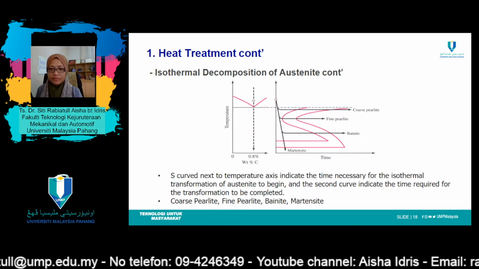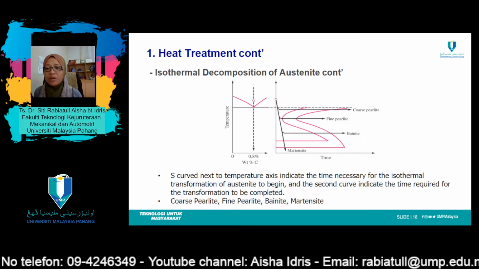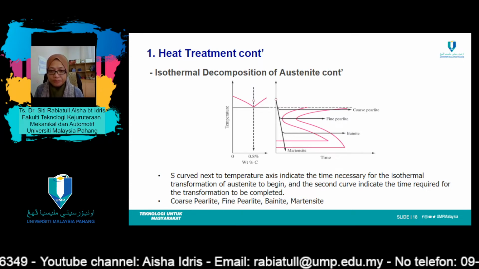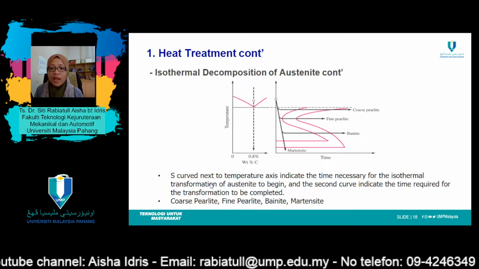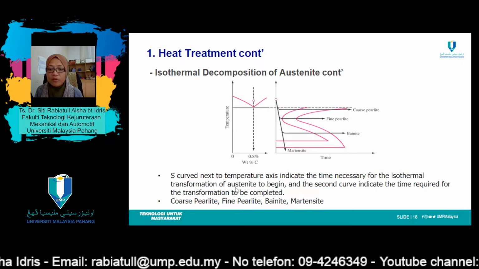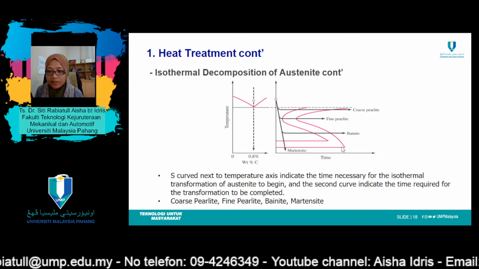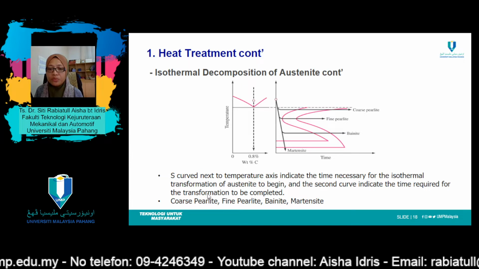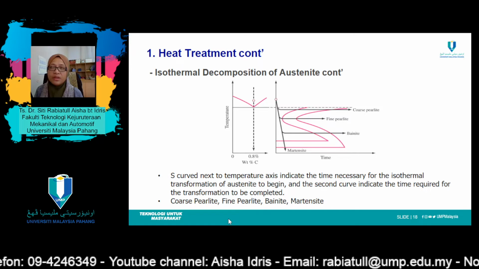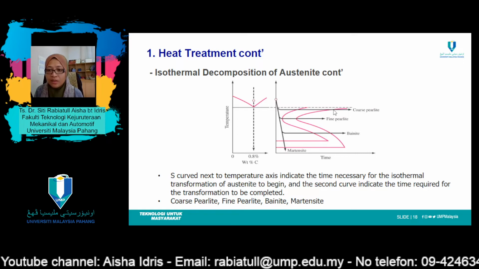Meanwhile, if you look at this, this graph is the graph for austenite transformation or phase transformation. This is the S curve. The first S curve next to the axis indicates the time necessary for isothermal transformation of austenite to begin. And the second curve indicates the time required for transformation to be completed. The phases that exist in this graph are coarse perlite.